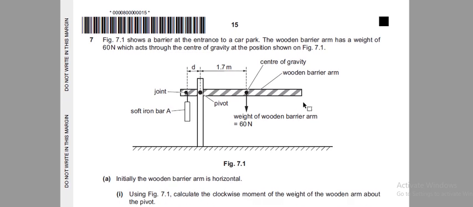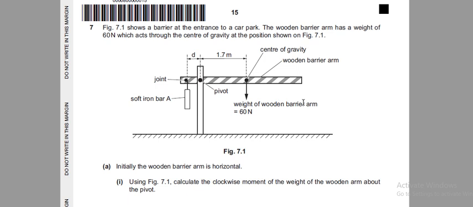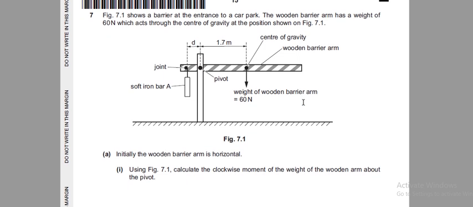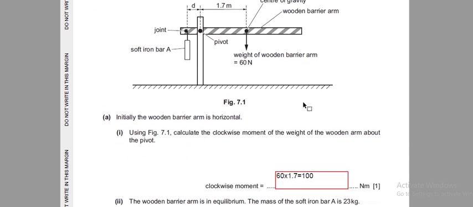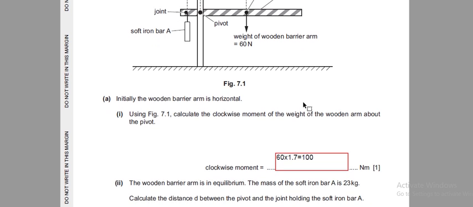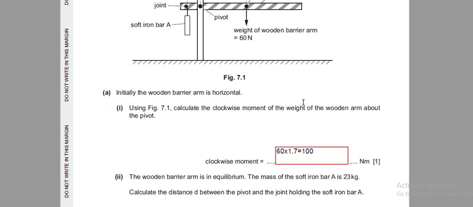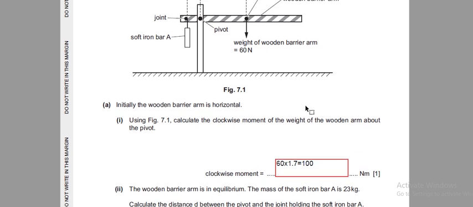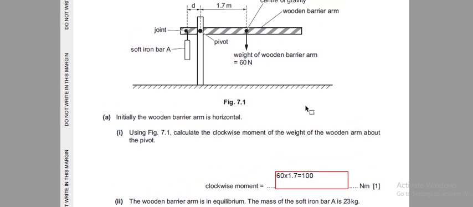Here is a wooden barrier arm with its weight at a distance to some pivot. Calculate the moment. The moment due to its weight will be the force, which is the weight, times the perpendicular distance to the pivot.